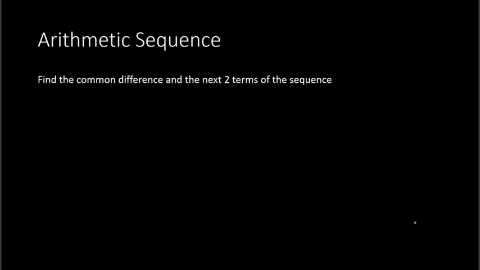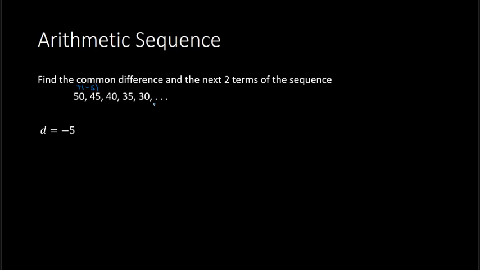Now here we are to find the common difference and then use that to find the next two terms of the sequence. So we have to find the pattern. We find the common difference by seeing what we add to get from term to term. Well, we're adding a negative 5. So our common difference is negative 5.